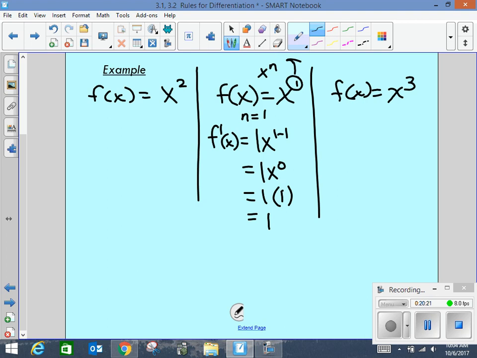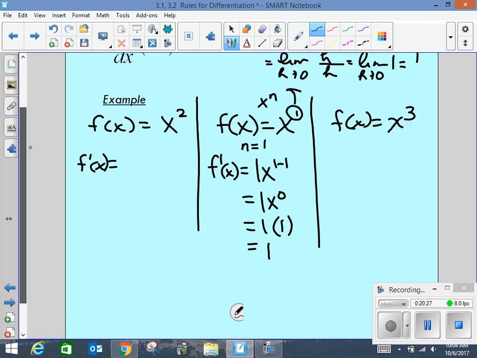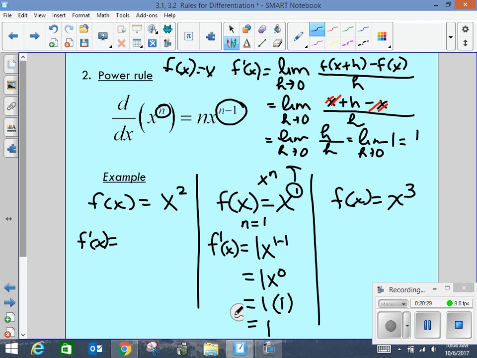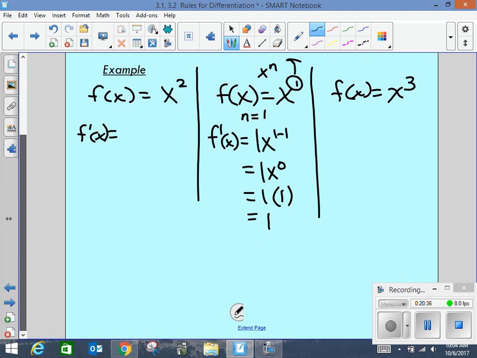Let's try this one. F prime of x. Yes, why did you subtract 1 minus 1? Because that's the rule. Okay? And remember, that's what we got. We got 1 the long way. We got 1 the shorter way. Okay? Eventually, it'll be real short because you'll be able to do a lot of that in your head.